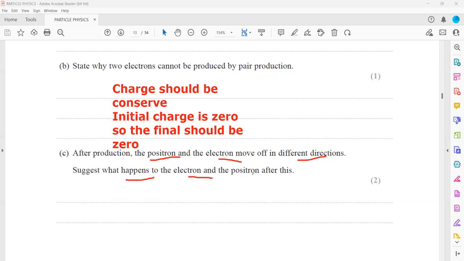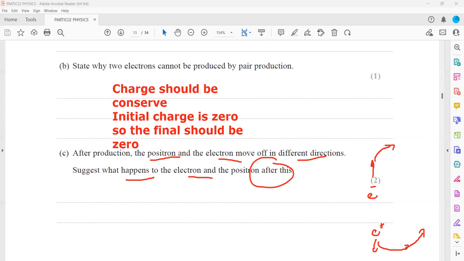Suggest what happened to the electron and positron after this. As they're moving in opposite directions, what might happen? For example, if this is an electron and this one is a positron, they're moving in opposite directions. Then after some time, what will happen? There are multiple possibilities. This electron and positron might collide with another atom and transfer the energy, or ionize the atom, or the positron will meet another electron and annihilate.